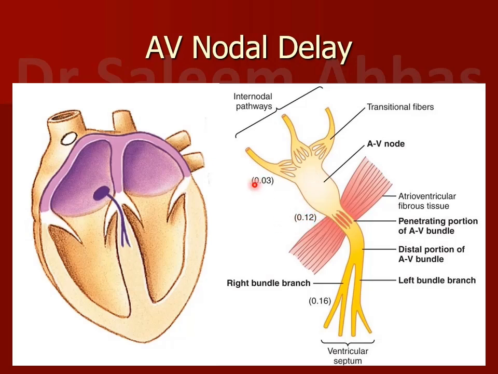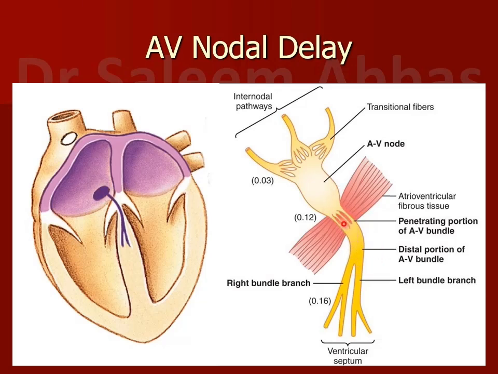That means a 0.09 second delay occurs in the AV node. 0.03 plus 0.09 is equal to 0.12; in other words, 0.12 minus 0.03 is 0.09. So the impulse is delayed in the AV node for about 0.09 second. The impulse originated in the SA node, reached the AV node in 0.03 second, then took about 0.09 second to get out of the AV node and enter the bundle of His.